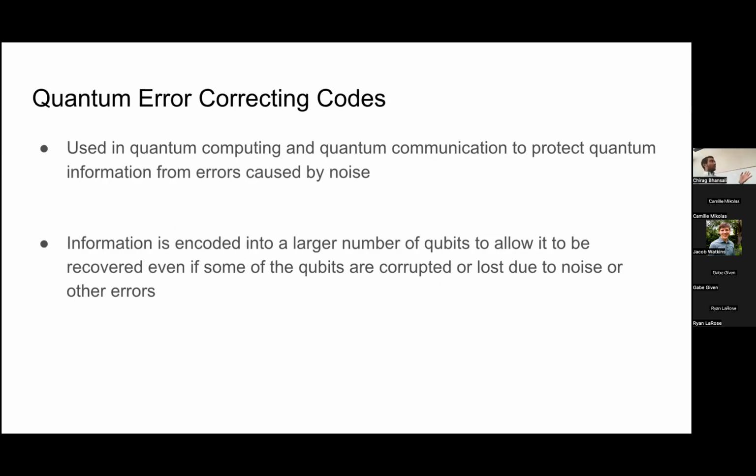So this is basically a quantum error correcting code. An error correcting code is used in quantum computing and communication to protect quantum information from errors caused by noise. As you saw in this equation, we encode the information into a larger number of qubits to allow it to be recovered, even if some number of the qubits are corrupted or lost due to noise or other errors.